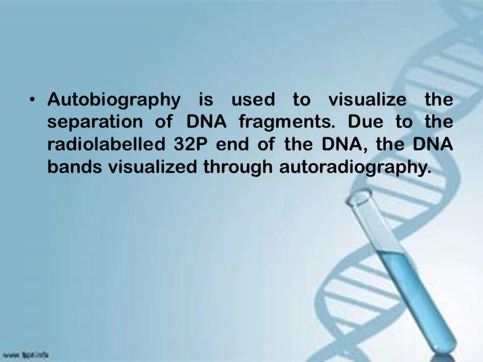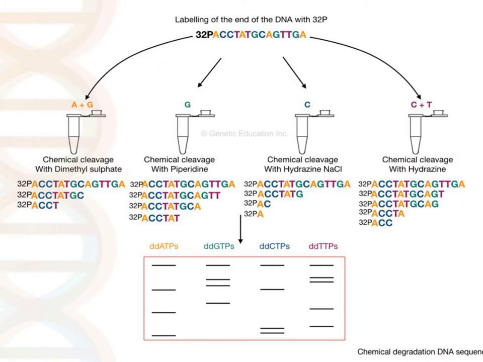Let's have a look at the diagram. Here, labeling of the end of the DNA with phosphate 32. This is the sequence which has phosphate 32 at the end of its sequence. Here we have 4 tubes. The first tube contains the A plus G combination, and the chemical cleavage is with dimethyl sulfate. This is the chemical which we are using to cleave the A and G combination.